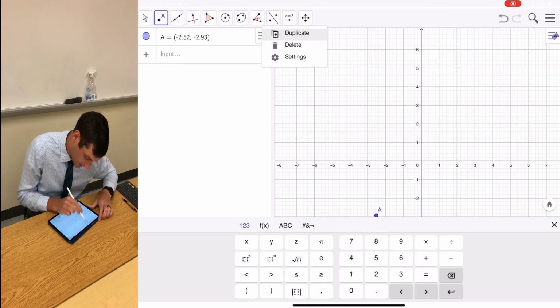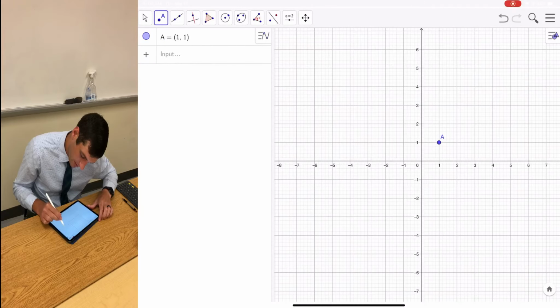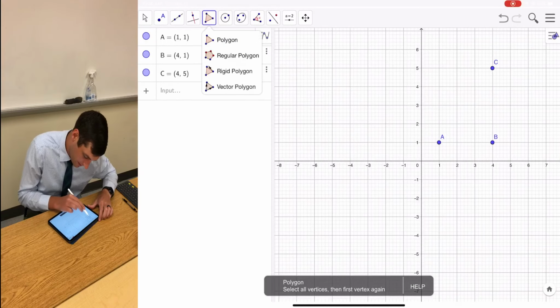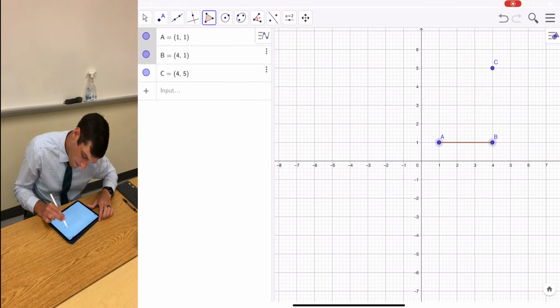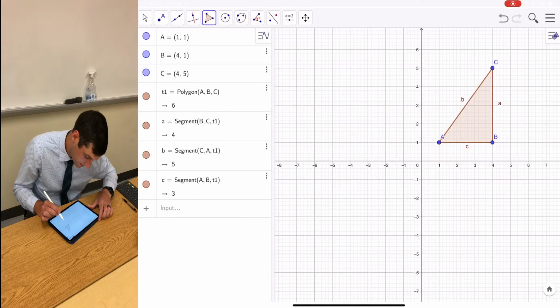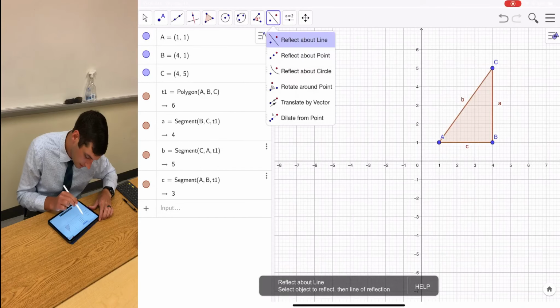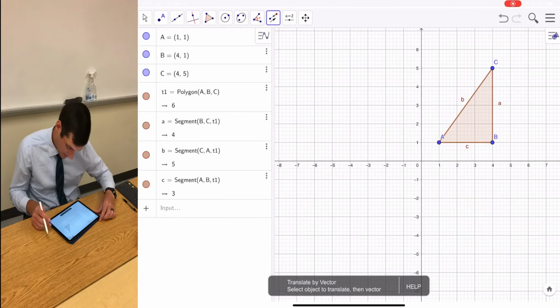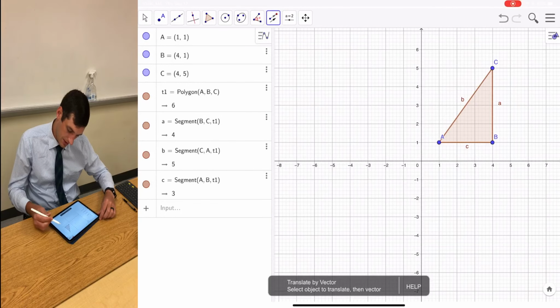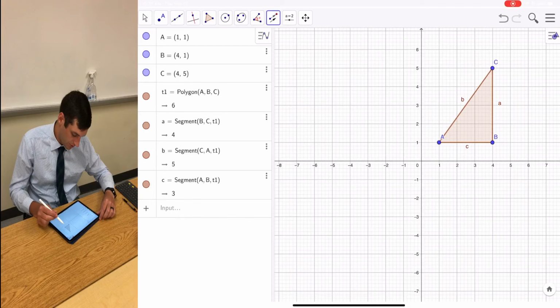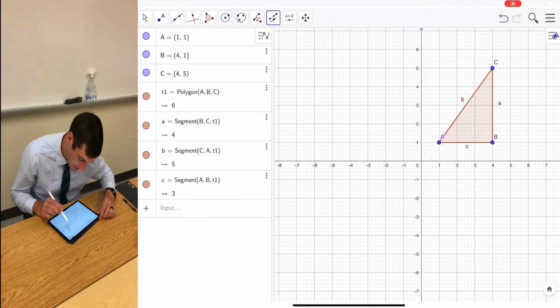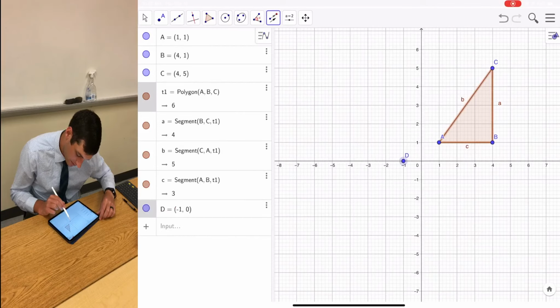Delete that point. I don't know why it keeps doing that. All right, let's delete that point. Make our polygon. Okay, so we're going to translate by a vector. Okay, so select the object, then we must select that, and then now I'm going to select here.